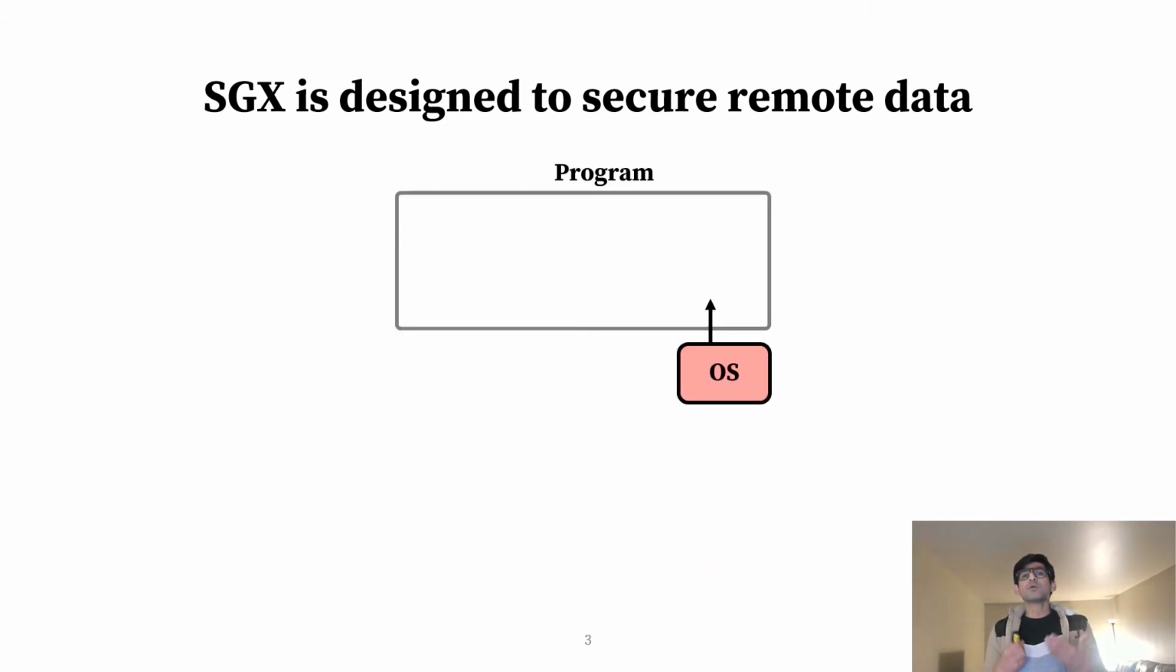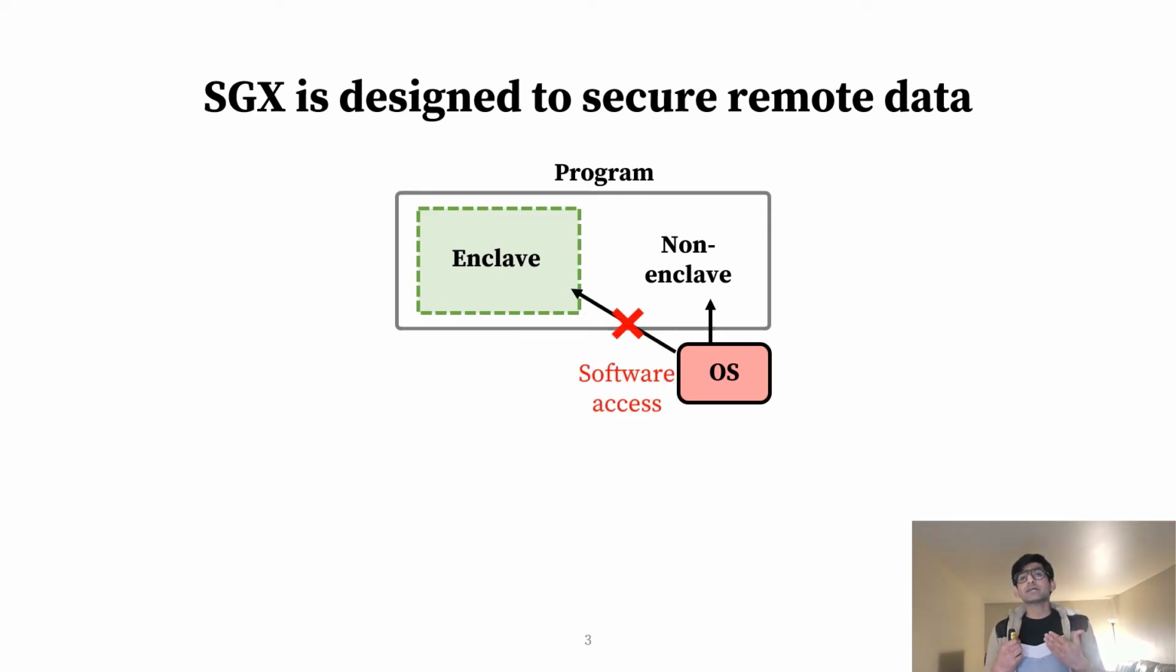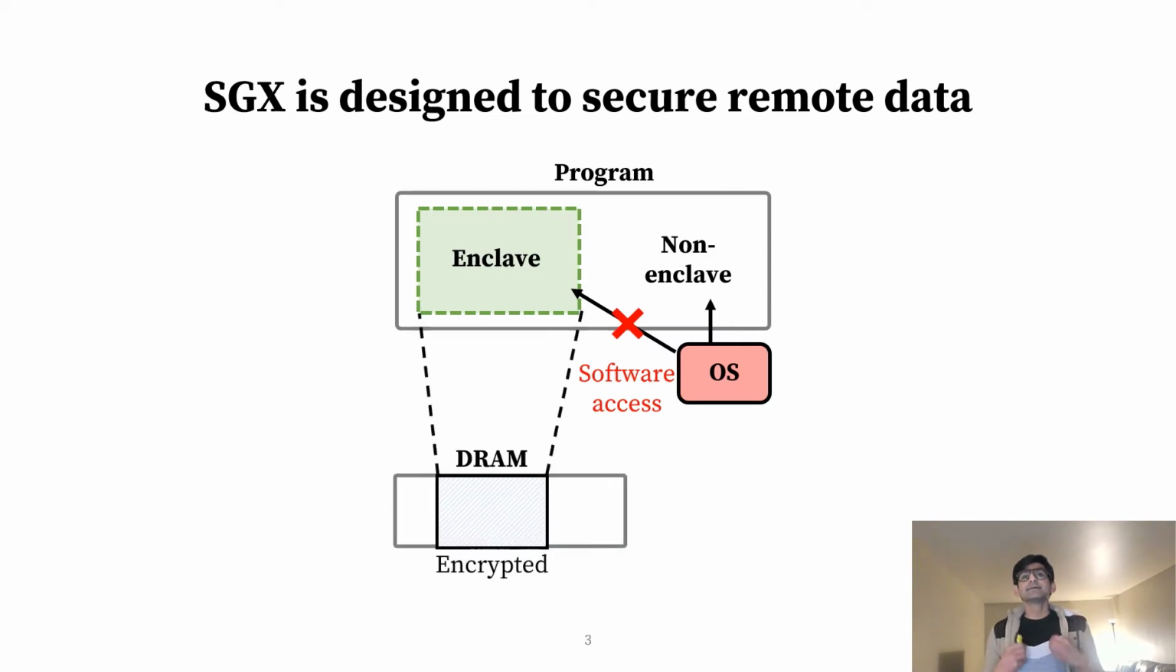So we have the normal program's address space, which is completely accessible to the operating system, meaning the operating system can extract whatever contents it wants from the program. SGX divides the program into two parts, the enclave and the non-enclave part. The enclave part is special because software access from the operating system and other privileged components is completely restricted. And the enclave memory is also encrypted on the main system memory itself.